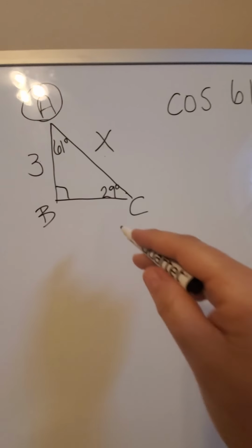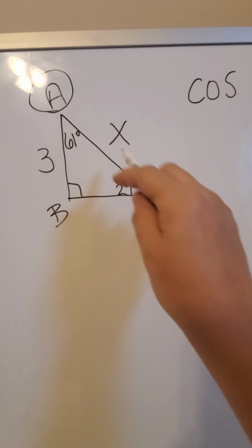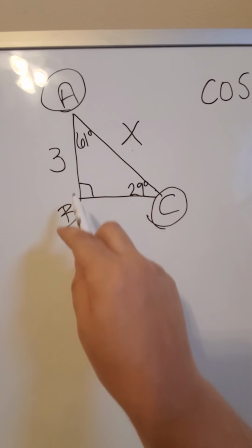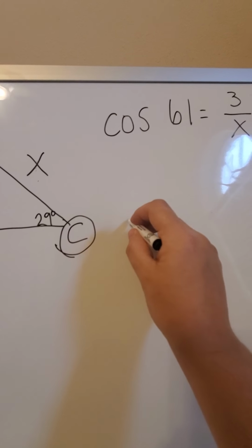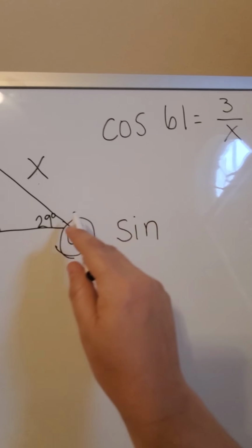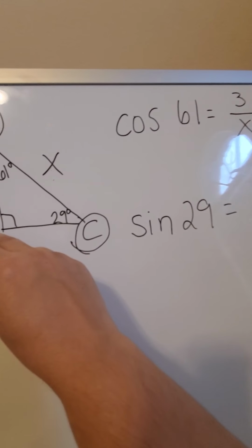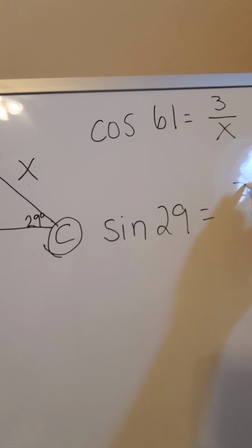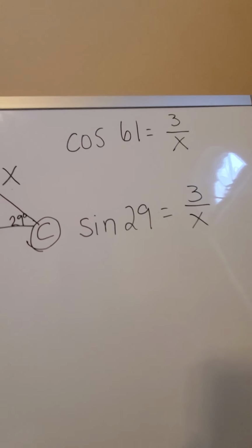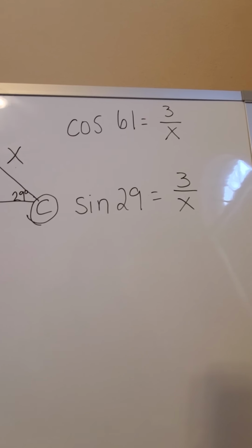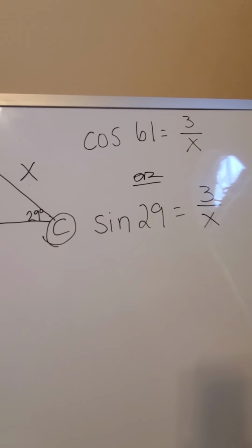Your other option is to go from angle C. If I go from angle C, that's still my hypotenuse, and that is my opposite side. So that would be sine. I'd say sine of 29 degrees equals still 3 over x. Now, you don't have to solve both of these. I'm just showing you that you could do it either way. This is an or, not an and. You don't have to do both of these.